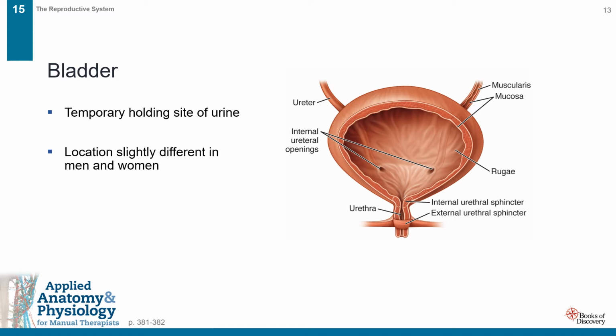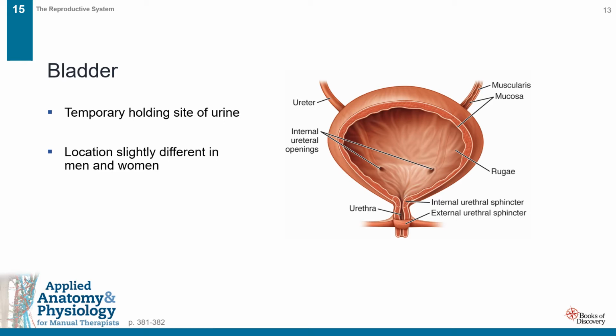The urinary bladder functions as the temporary holding site for urine before it is excreted. The superior aspect of the bladder is attached to the peritoneum. In males, the bladder is simply described as anterior to the rectum. In females, it is positioned just inferior to the uterus and anterior to the vagina. The bladder is similar in structure to the stomach, with multiple rugae in its mucous membrane.